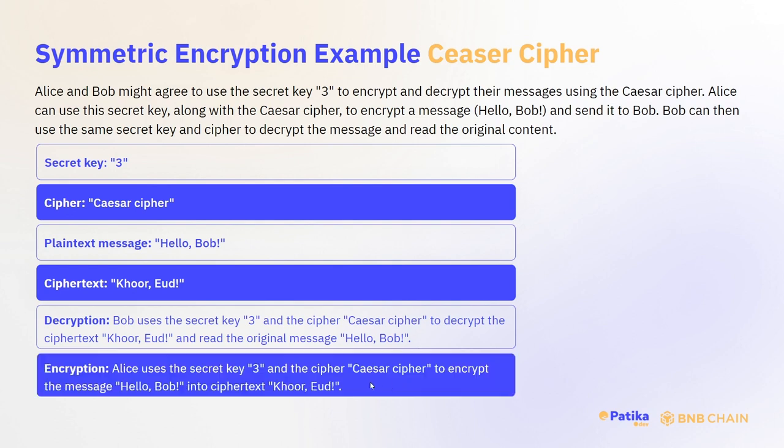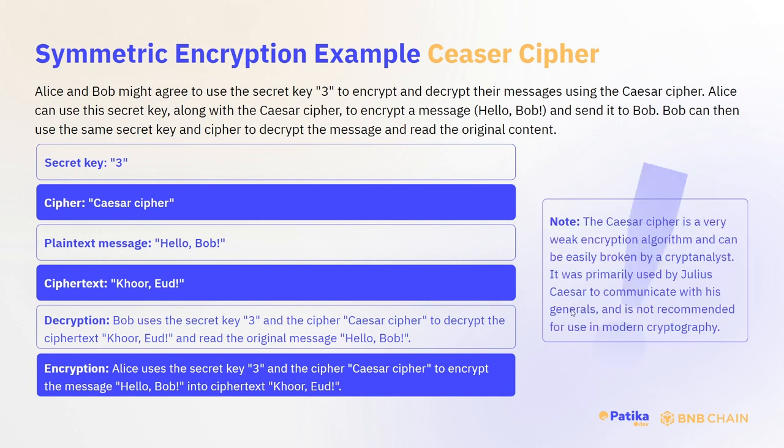And of course, to encrypt the message, to make it unreadable for the other parties, we need to convert it from "hello Bob" to "core EUD" using secret key 3 and the Caesar cipher. So it's very important to understand that the Caesar cipher is a very weak encryption algorithm, which can be easily broken by some professionals or even some people. It was primarily used by Julius Caesar to communicate with his generals, and it's not recommended for use in modern cryptography. So what are the pros of symmetric encryption?